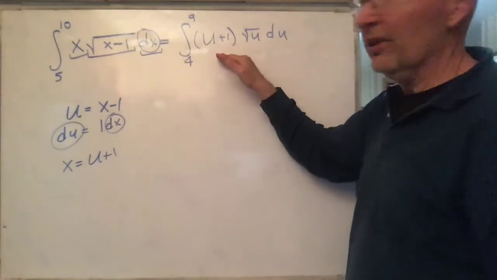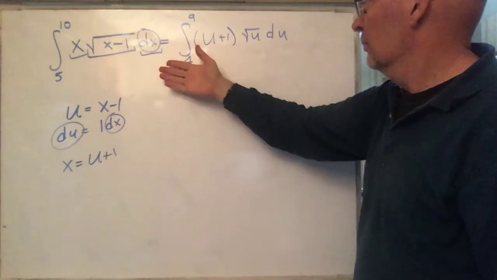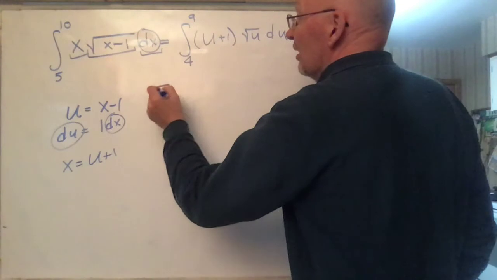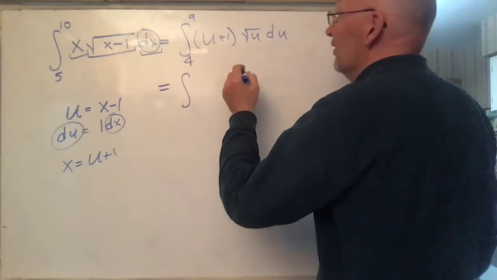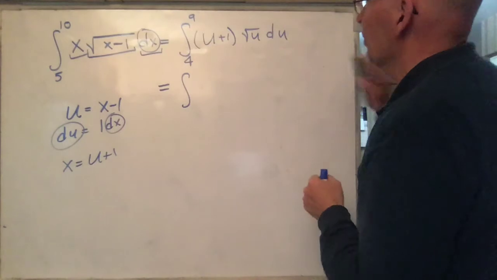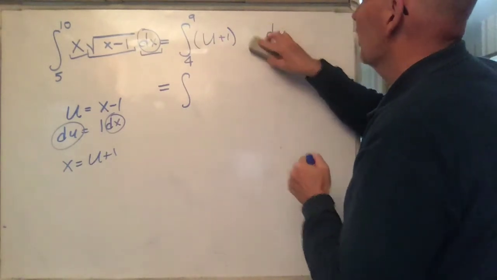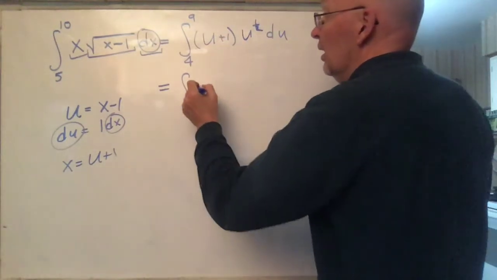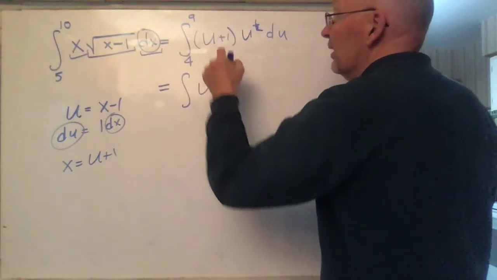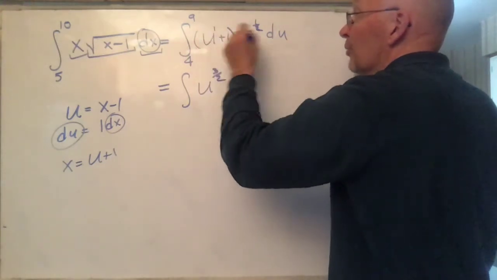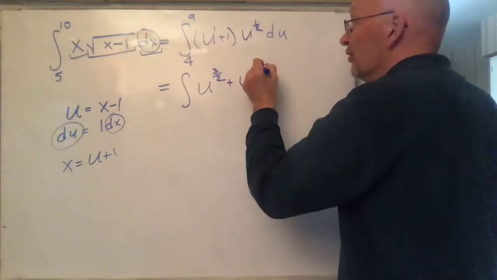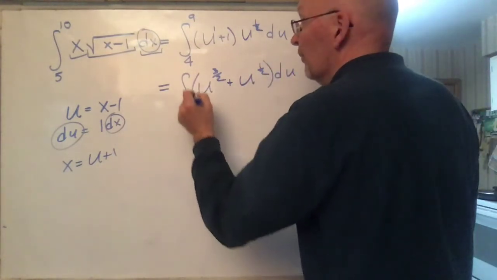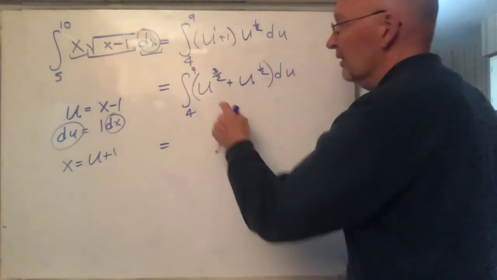So this integral is equal to this one, no problem there. The question is, can we find the antiderivative of this? Yeah, I think we can. Do you see it? This is u to the 1/2 power. So if I multiply it through, it's going to be u to the 3/2, right? This is u to the 1 power. So when you add the exponents, it's u to the 3/2 plus u to the 1/2 all times du, going from 4 to 9. Now we can take the antiderivative.